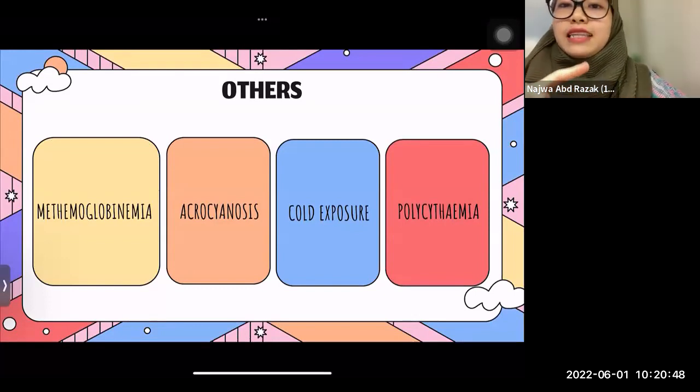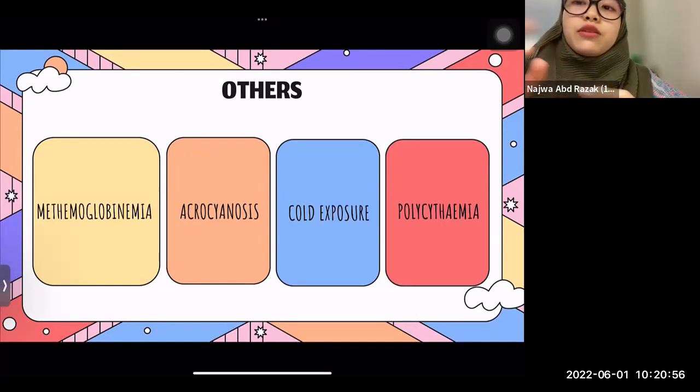And the last one is polycythemia. This is a condition where there is an increase of red blood cells. When there is an increased red blood cell, there will be an increase in viscosity of the blood, which eventually will cause a sluggish blood flow. So this will increase the oxygen extraction to the peripheral tissue.